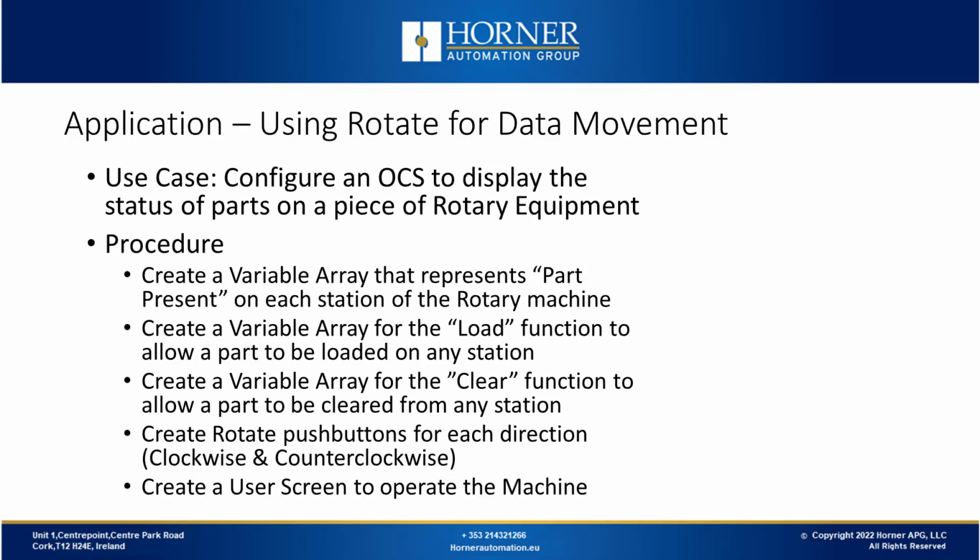This example is about representing data movement as parts move in a machine. We're going to configure an OCS to display the status of the parts on a piece of rotary equipment. So in this example, we'll create a variable array that represents whether there's a part present on each station of a rotary machine. We'll also create variable arrays for push buttons that we can put on the screen to either load or clear a part from any particular station. We'll create push buttons to rotate the machine, either clockwise or counterclockwise. Lastly, we'll create a user screen to show the status of the machine.